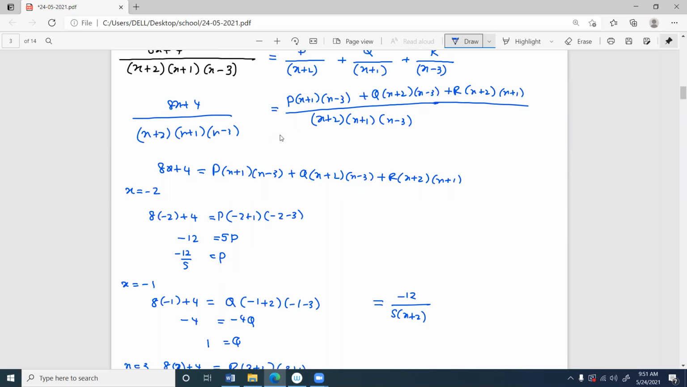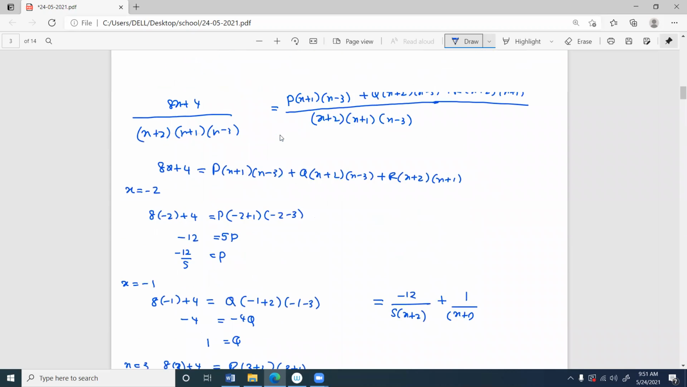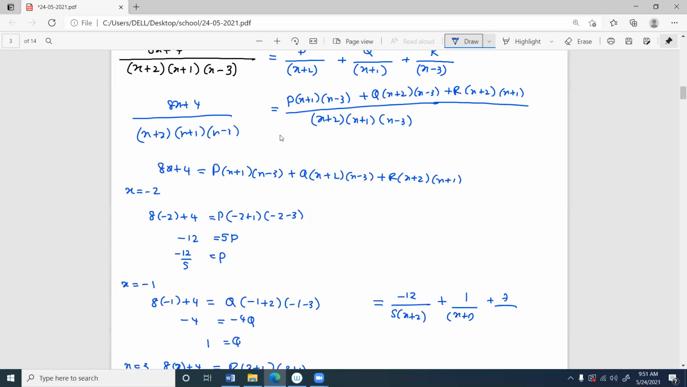Q is a complete number, doesn't matter. 1 over x plus 1. And R is how much? 7 over 5. So it's pretty simple. You can write 7 over 5 times of x minus 3 as the final answer for this.